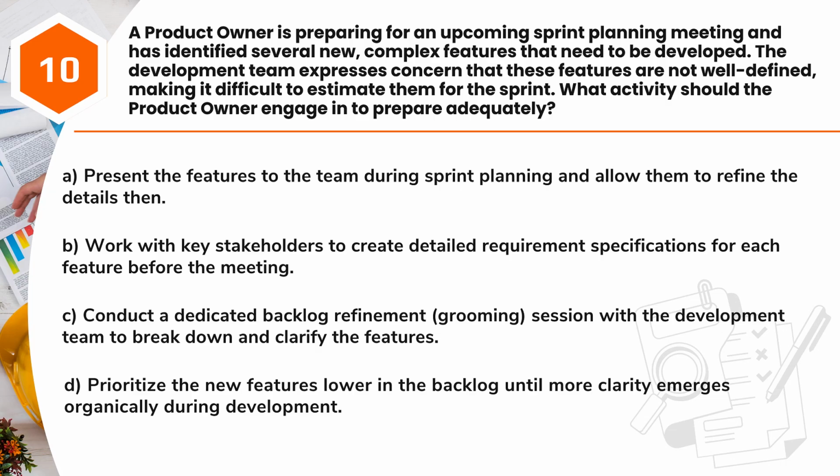A. Present the features to the team during sprint planning and allow them to refine the details then. B. Work with key stakeholders to create detailed requirement specifications for each feature before the meeting. C. Conduct a dedicated backlog refinement, grooming, session with the development team to break down and clarify the features. D. Prioritize the new features lower in the backlog until more clarity emerges organically during development.